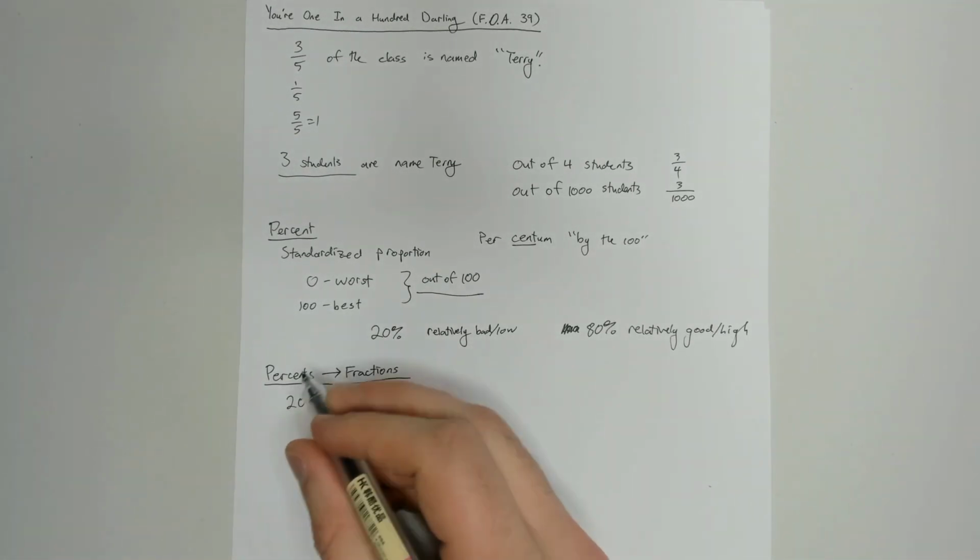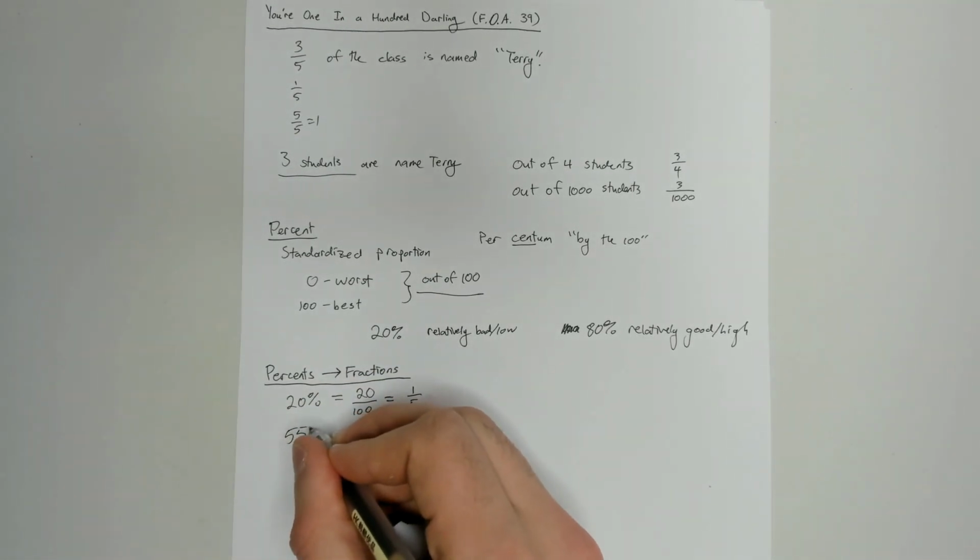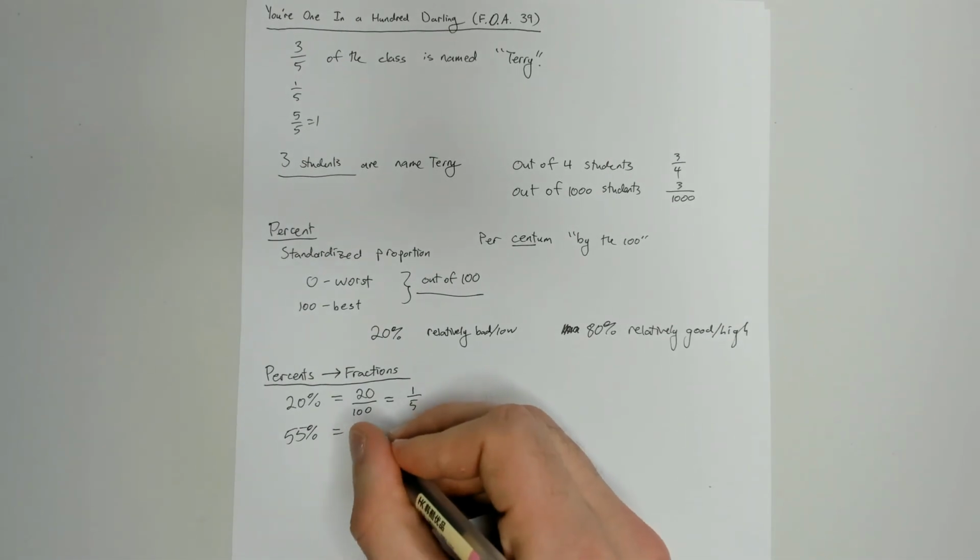Or another thing we could do is something like, let's say, 55%. Well, that's going to be 55 out of 100.